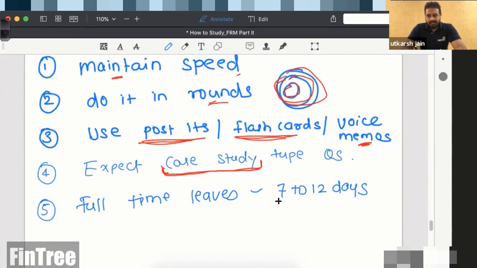And finally, try and pull off full-time leaves. Ideally, if you can do more, that's great. But at minimum, try and put in 7 days so that you get sufficient time to revise and practice.